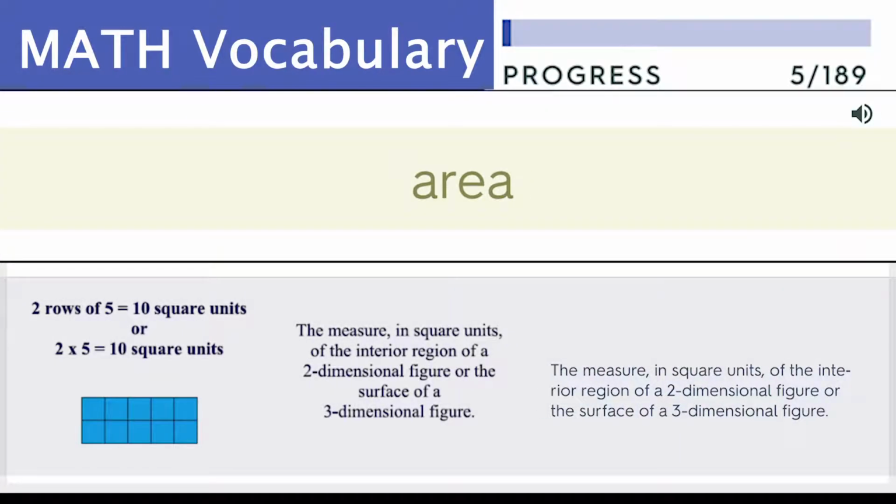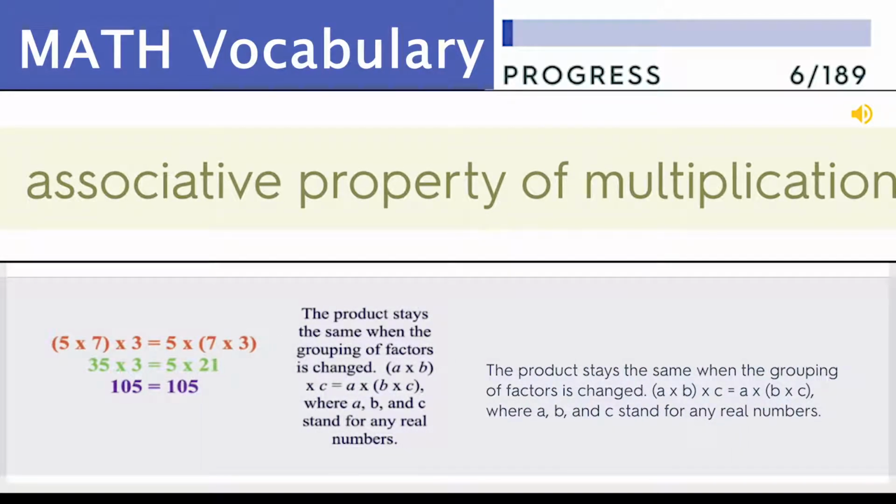Area. The measure in square units of the interior region of a two-dimensional figure or the surface of a three-dimensional figure. Associative property of multiplication. The product stays the same when the grouping of factors is changed. (a × b) × c equals a × (b × c), where a, b, and c stand for any real numbers.